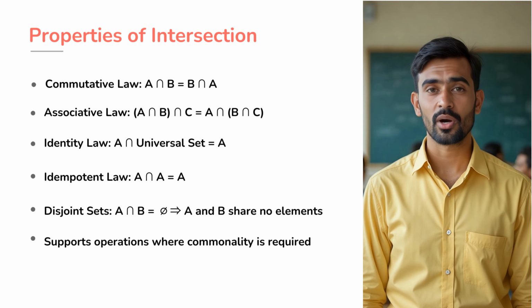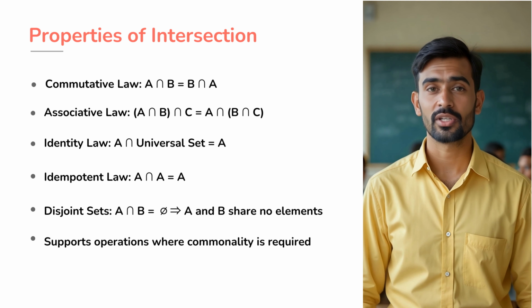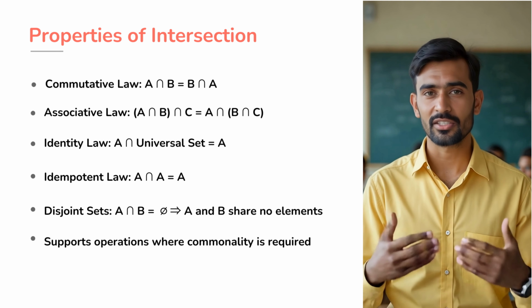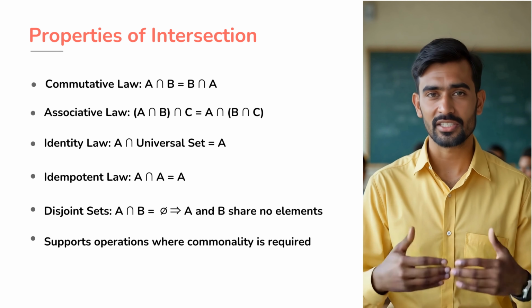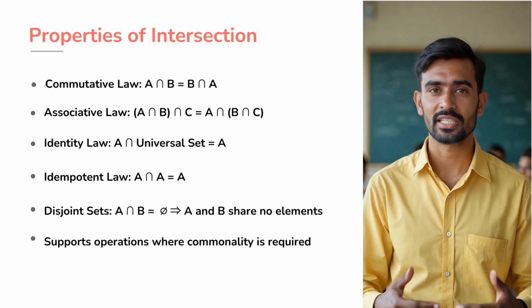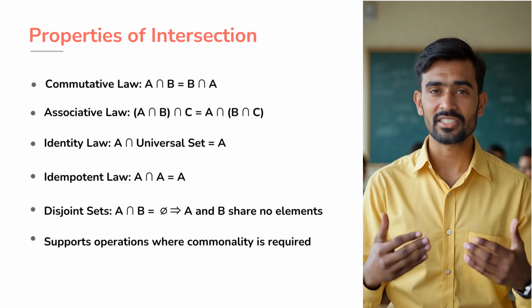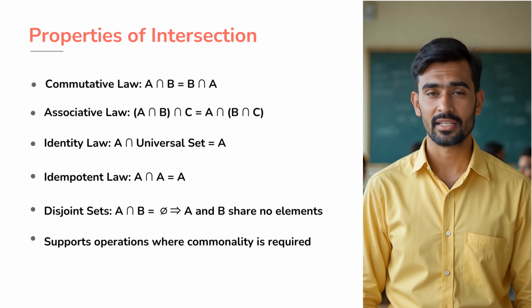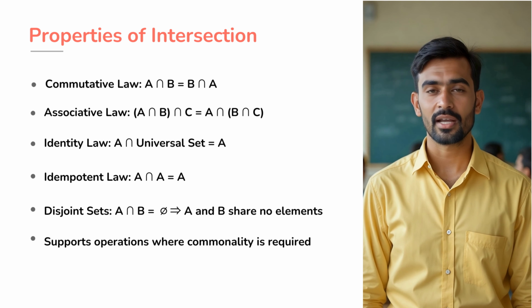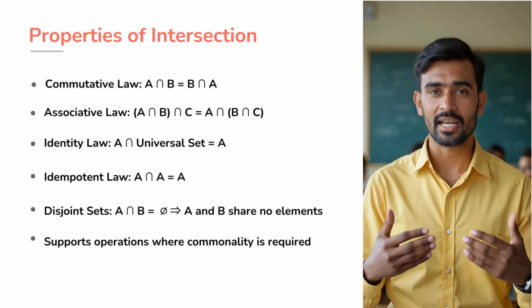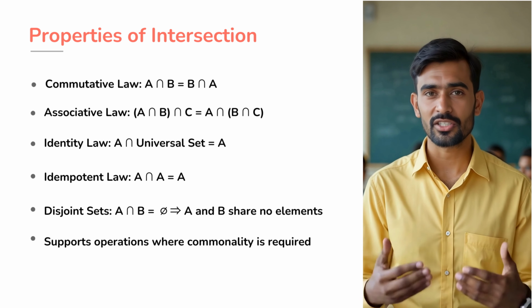Here are some useful properties of intersection. Commutative law: A intersection B is equal to B intersection A. Associative law: A intersection B, then intersection with C, is equal to A intersection with B intersection C. Identity law: A intersection the universal set equals A. Idempotent law: A intersection A equals A. If A intersection B equals the empty set, we say A and B are disjoint sets.